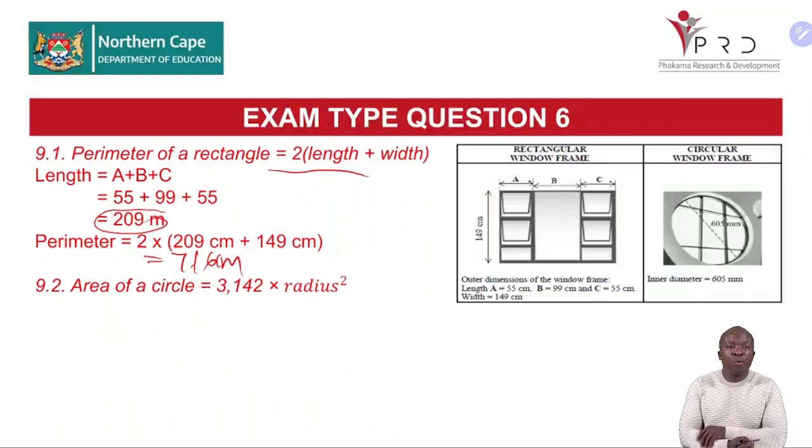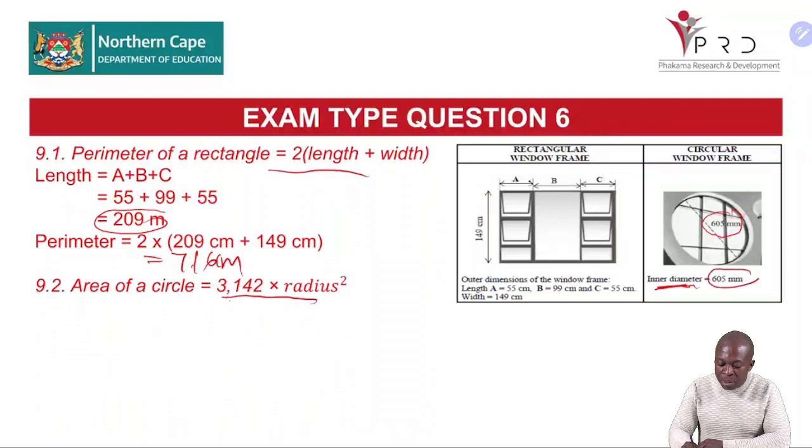So now let us go to 9.2. They said we must find the area of a circle. The formula says area of a circle is what? Pi times radius squared. But if you look closely here, they have given us 605, and they are saying that the 605 is a diameter.